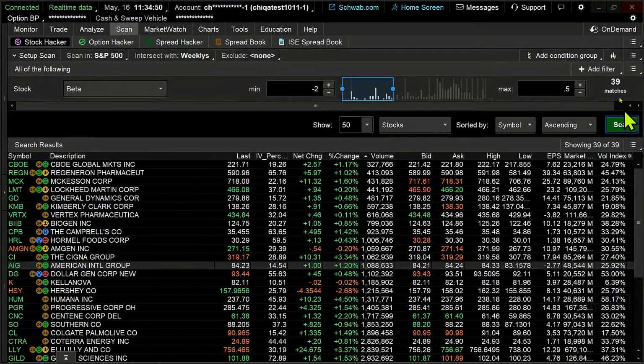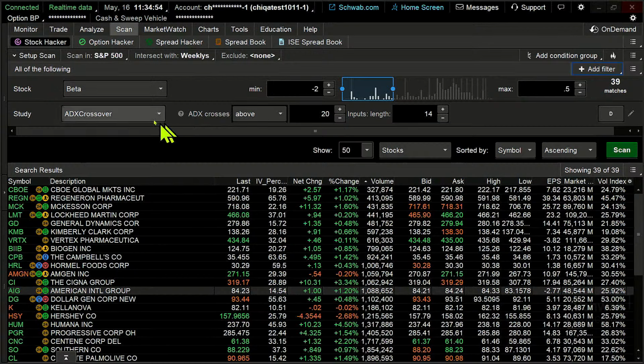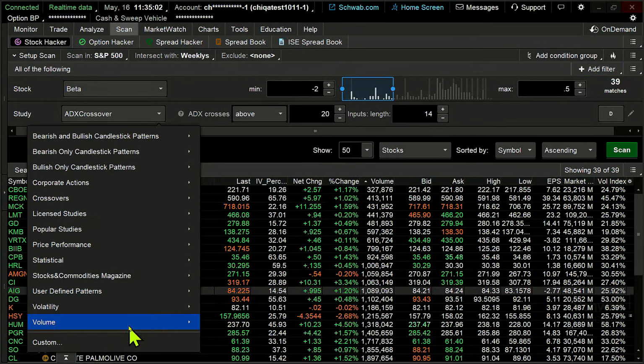I'm going to do one other filter here. I'm going to add a study filter, and I'm going to come down here to the study filter. This is the part that doesn't work in a paper trading account or paper money account. You have to do this in live because this study does not work in the paper money account. So just be aware of that.